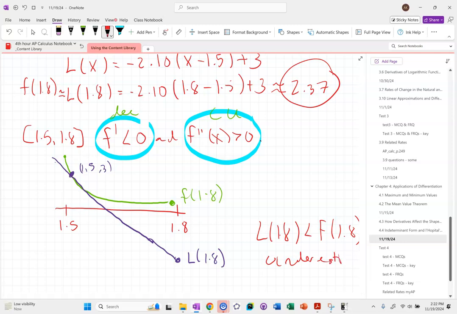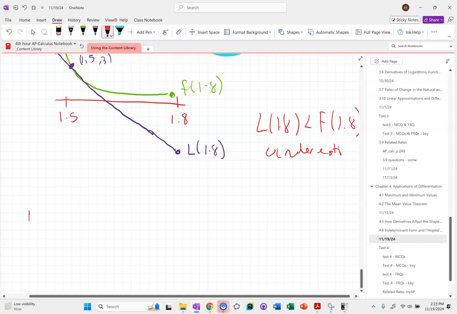Does that feel okay? I usually try to sketch a little picture and draw what's going on. It usually answers any question I might have about whether this is an under or overestimate. Feel good so far? Okay, and then it says, using the mean value theorem, explain why the average rate of change of f over the interval from 1 to 4 cannot equal 6.5.